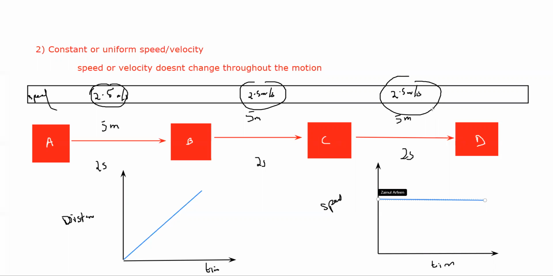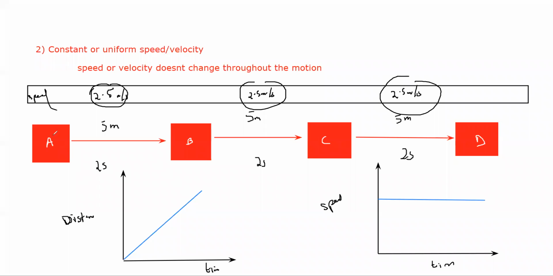So for this object, the speed was not changing, so speed is constant. Whenever we sketch a graph for distance and time, the distance is increasing at a constant rate. So the distance time graph will be a straight line. Sir, why is the distance increasing? It's the same every time, 5 meters, 5 meters.